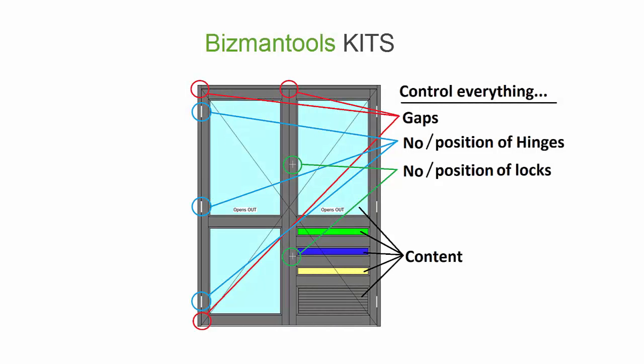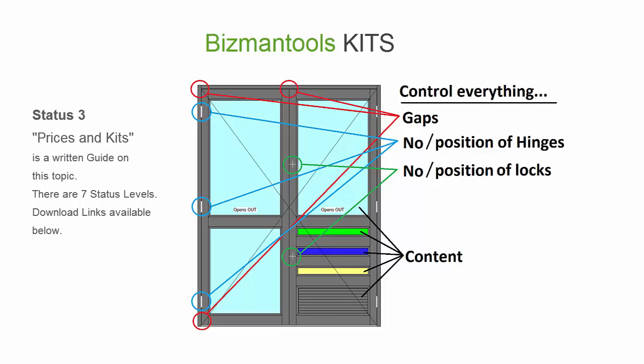Kits. Kits are probably the most complicated part of Bizmantools, and are covered in Status 3 of the Status Written Guides on Bizmantools. I recommend you read through that section to get an idea of how kits work. For this video, however, I'll show you where to find the different kit screens, and I'll create a kit for the double glazing 22mm glass I made earlier, as it won't be usable until there is a kit telling the program what components to pair with the double glazing 22mm glass.